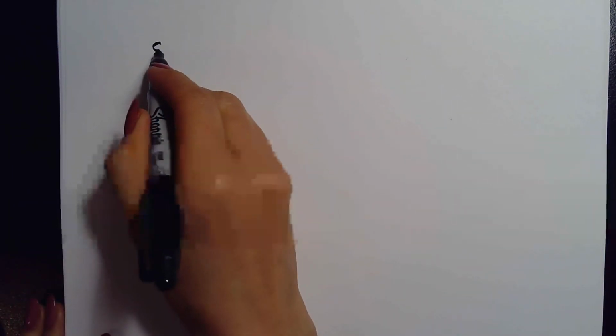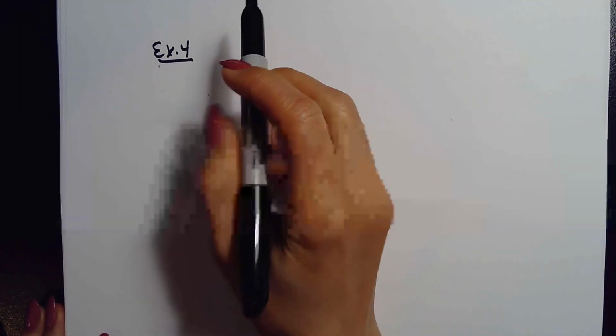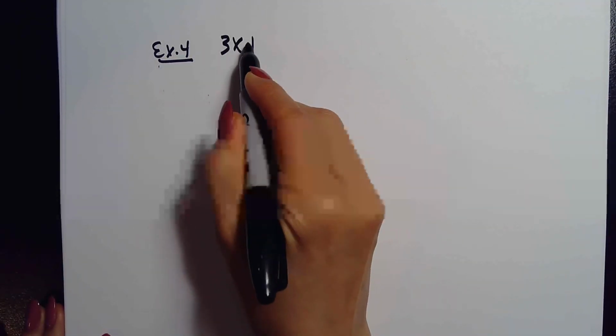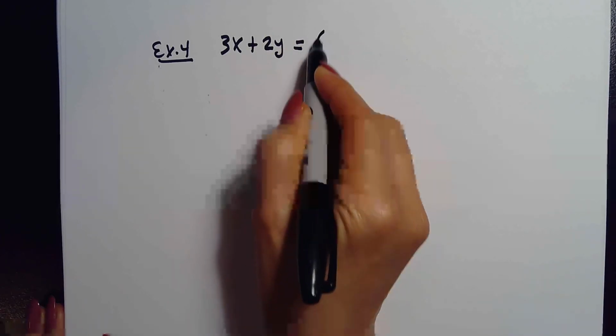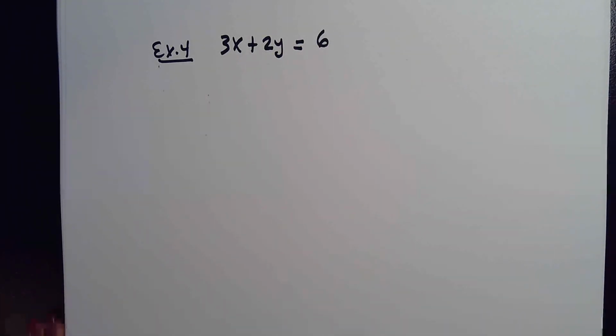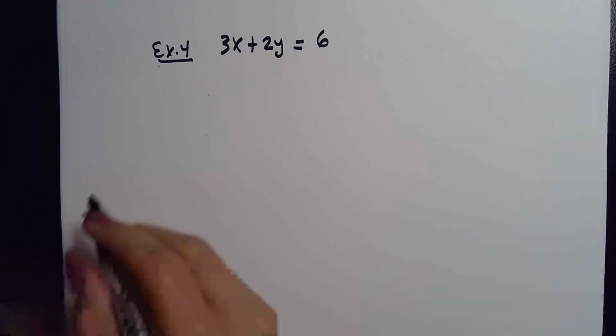So you know how to find the x and the y-intercept. Let me do one more example finding the x and the y-intercept. So let's do example 4. We're given the equation 3x plus 2y equals 6. And so we need to find the x-intercept and the y-intercept, and then graph the equation.